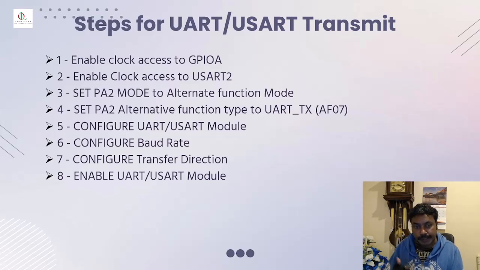And then the sixth step is you have to configure the baud rate in order to maintain the same speed as it transmits to receive. The seventh step is to configure the transfer direction. You got to tell whether you are using it for transmit or for receive. So that's a must there. And finally, make sure you enable that USART module, and that will start the communication with the data transfer. So these are all the 8 steps that you got to really be familiar with before jumping on to writing a program.